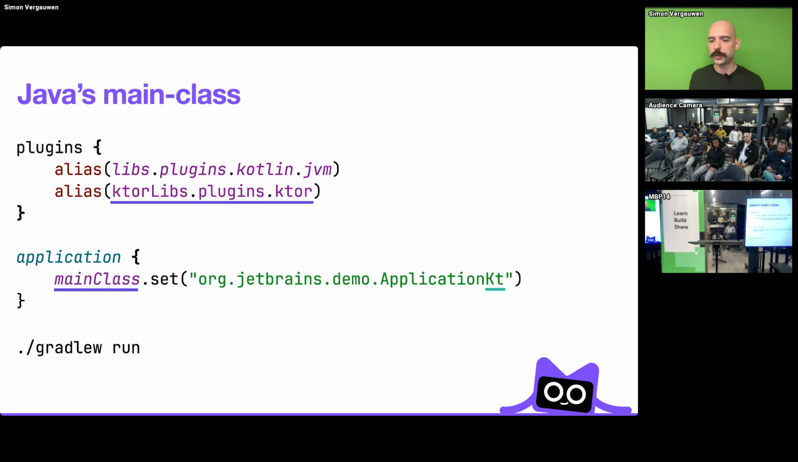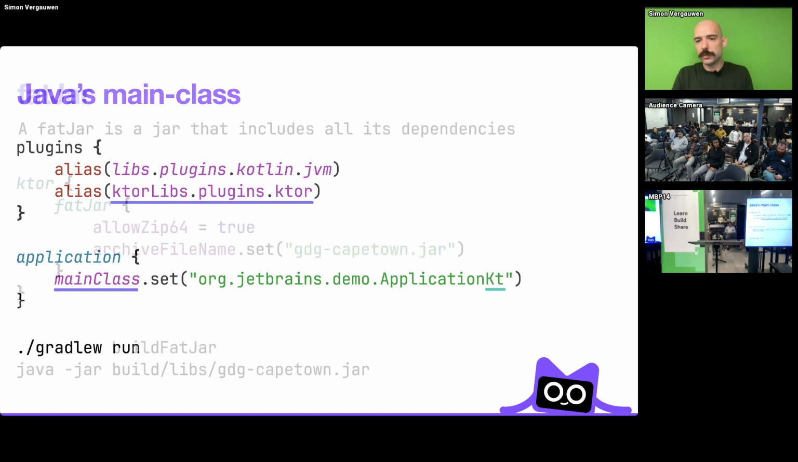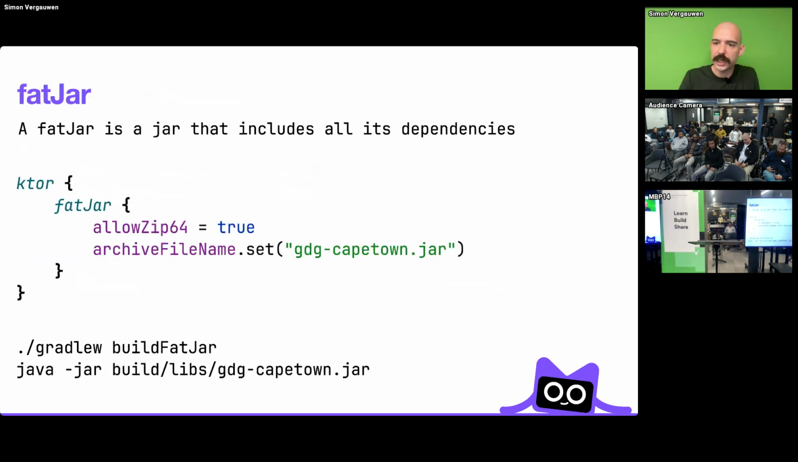But of course, we are not going to be running our application in production using Gradle. So one of the ways you can do this is by building a fat jar. And the fat jar also comes out of the box from the Ktor Gradle plugin. And here we simply define a name for the jar. And once we have built the fat jar, which includes all of the dependencies, we can simply launch the jar using the Java command line tool.